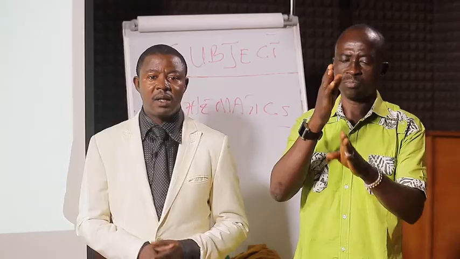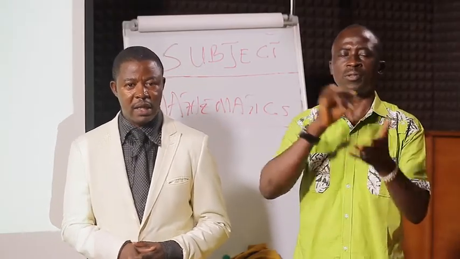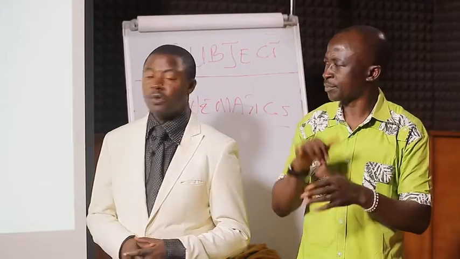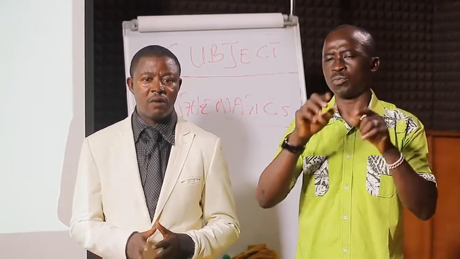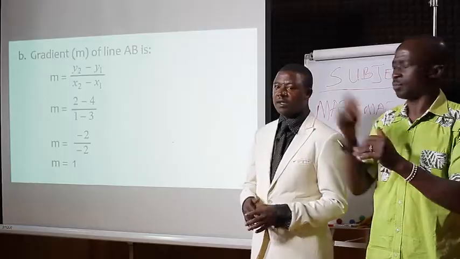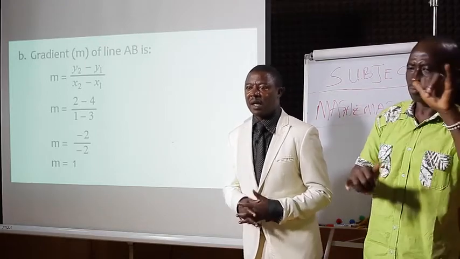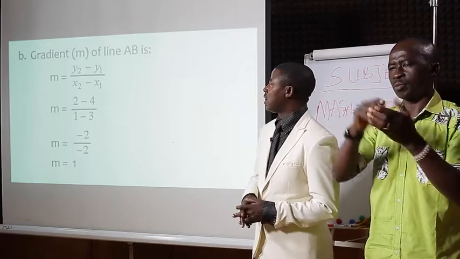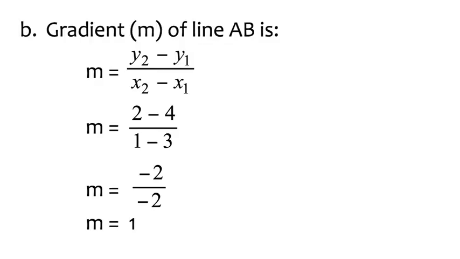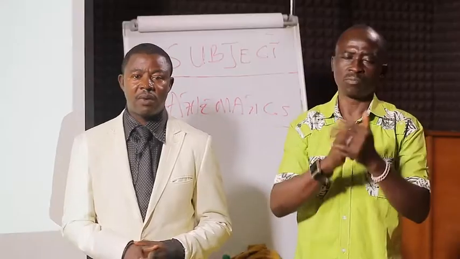Then B, we are equally expected to find the gradient or the slope or the tangent of line AB. Gradient is denoted by letter M. That is the symbol used for denoting the gradient of any line segment. It is the ratio of the increase in the y-axis divided by the increase in the x-axis. So we have y2 minus y1 all over x2 minus x1.